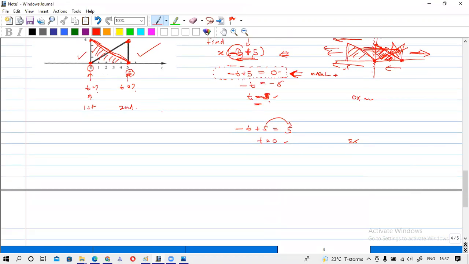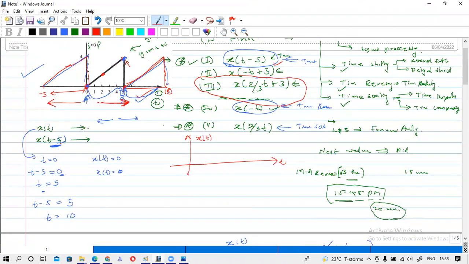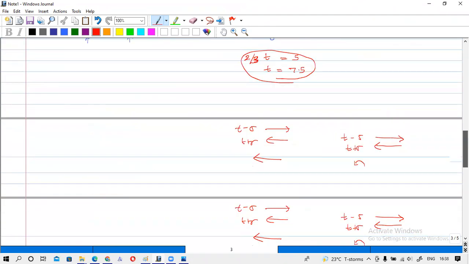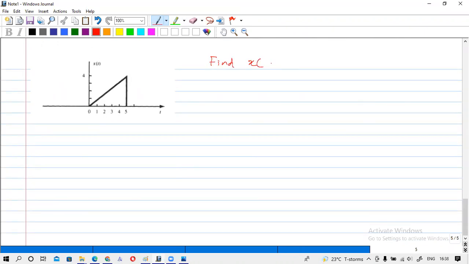Okay, so let's quickly do the last one. What is this? 2/3 t plus 3. So what you have to find here is x of 2/3 t plus 3. Please try to find this. What you have to do is select this 0 and select this 5, and check what is the new t for this 0 and what is the new t for this 5. Please take 5 minutes and try to solve the answer.